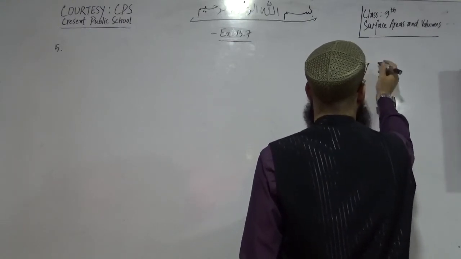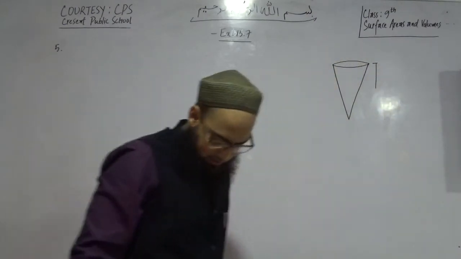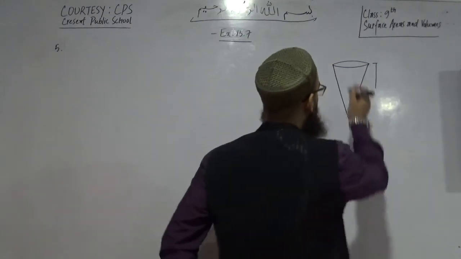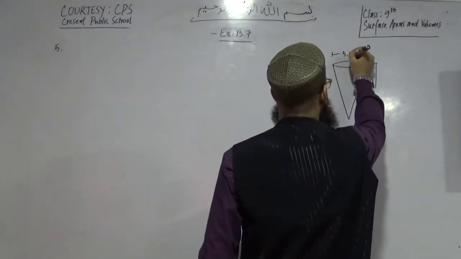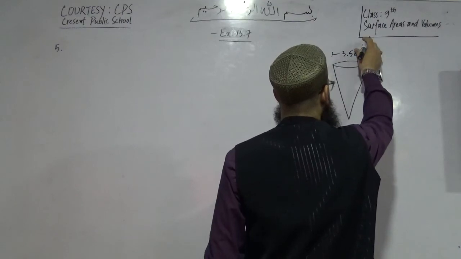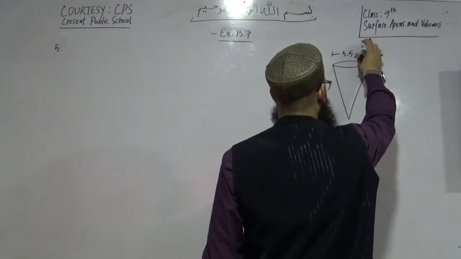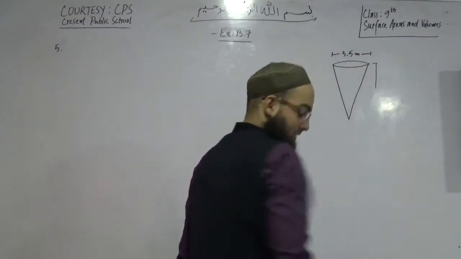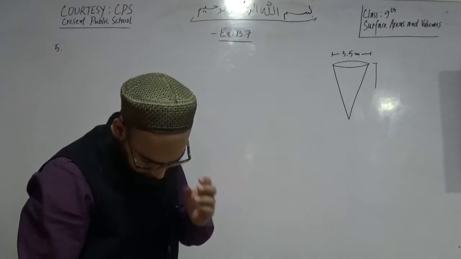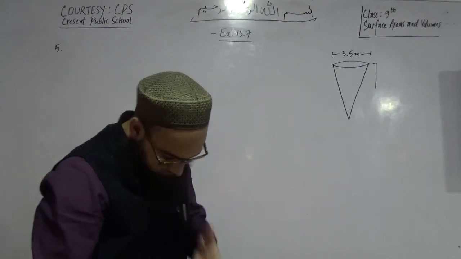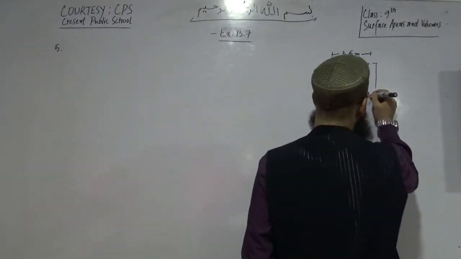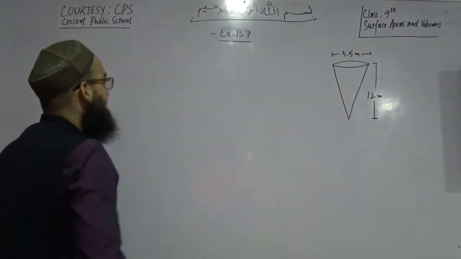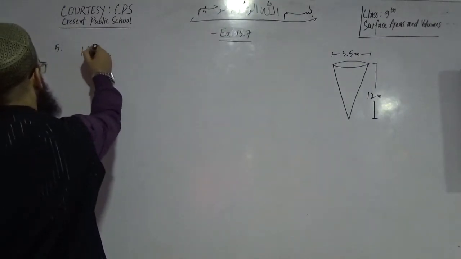Let's just say this is a conical bit with some height given. Conical bit of top diameter 3.5 meter. The height is 12 meter deep, so 12 meter is the height of this cone. Find the capacity.